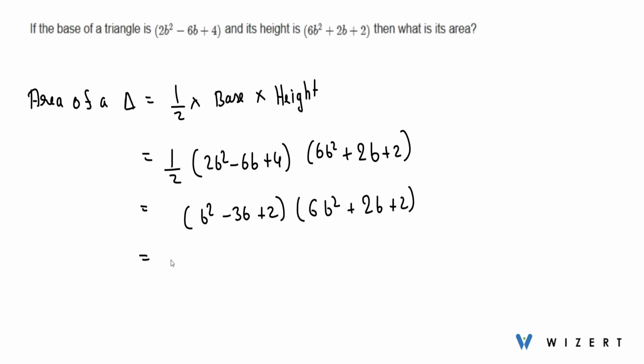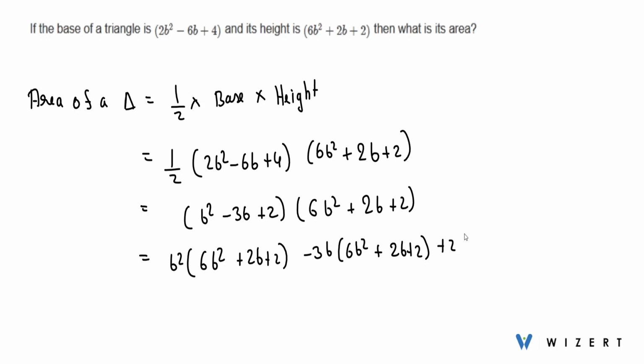Now the calculation is going to be a bit complex, but let's not lose hope and carry forward our calculation. So b square multiplied by 6b square plus 2b plus 2. Then we have minus of 3b multiplied by 6b square plus 2b plus 2, and then we have plus 2 multiplied by 6b square plus 2b plus 2.